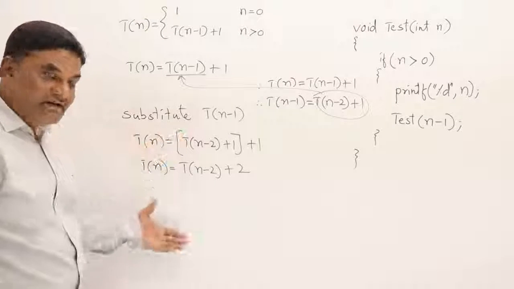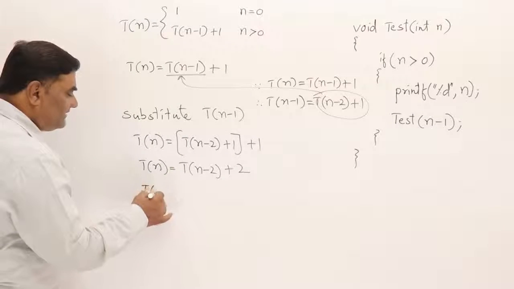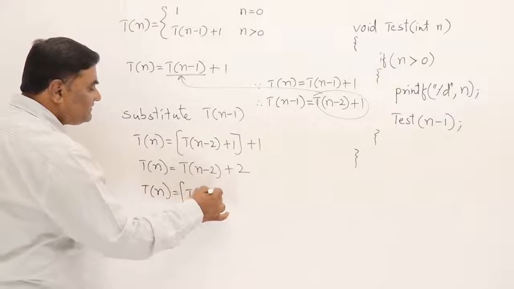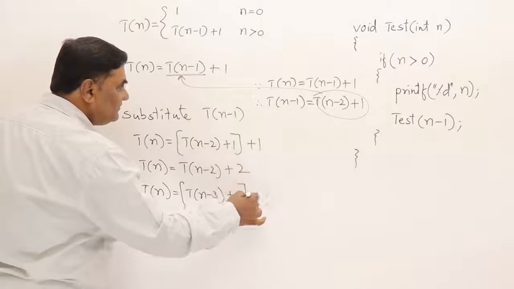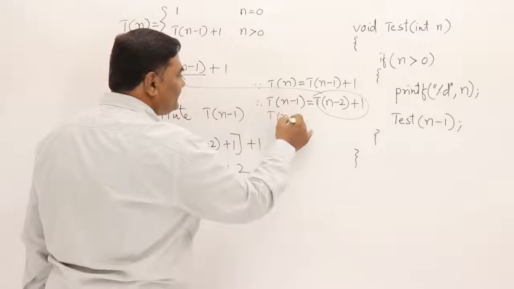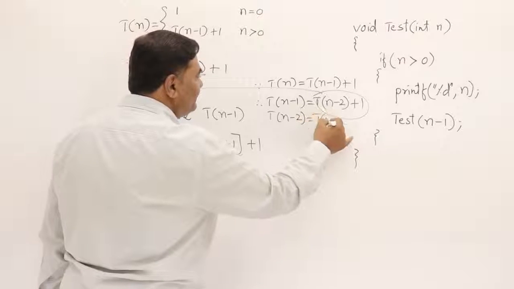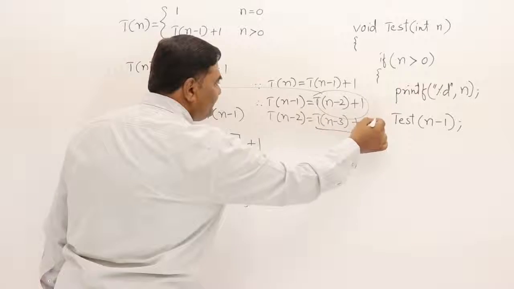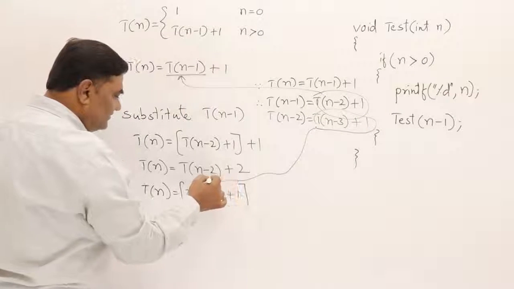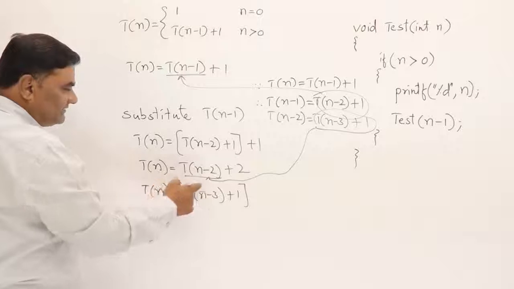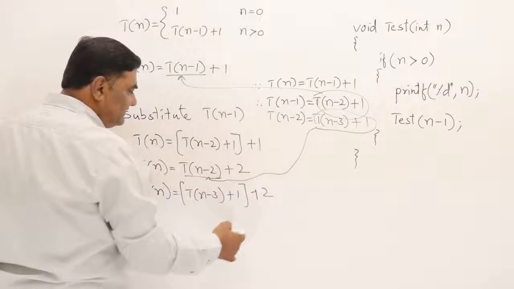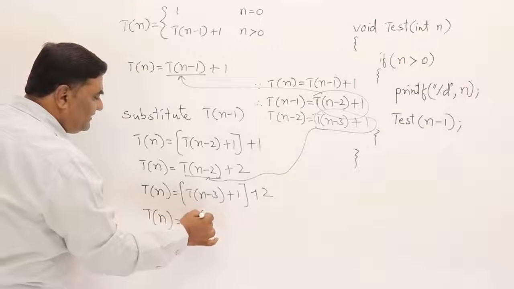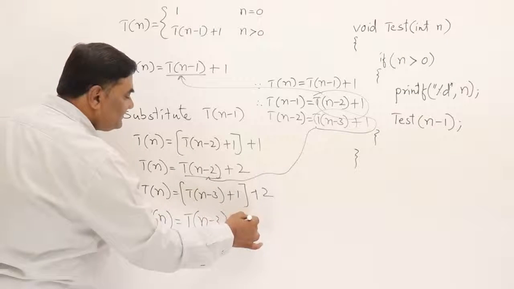If I substitute again, then Tn is equal to, what will be Tn minus 2? Tn minus 3 plus 1. See this, Tn minus 2 will be equal to Tn minus 3 plus 1. Yes, I have substituted this portion here, at this place. So I have written this. Then plus 2 is as it is. Now if I solve this one again, then Tn is equal to Tn minus 3 plus 3.